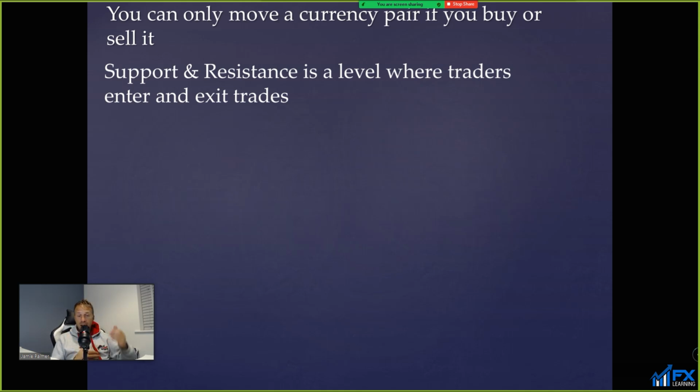We want to be potentially buying from a support line, targeting the resistance area at the top as our take profit level. So just remember, we're looking for trades around support and resistance levels because we know we're going to get a reaction. We know traders are going to enter and exit trades around these levels.